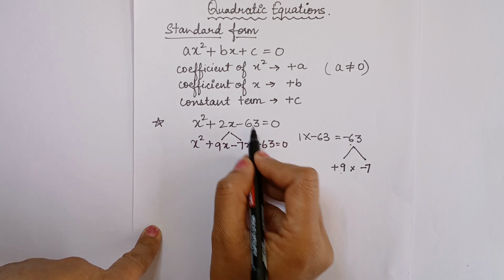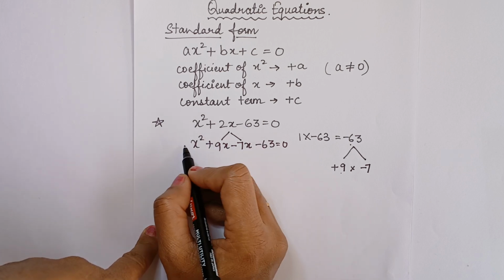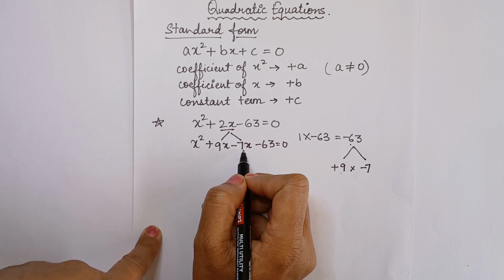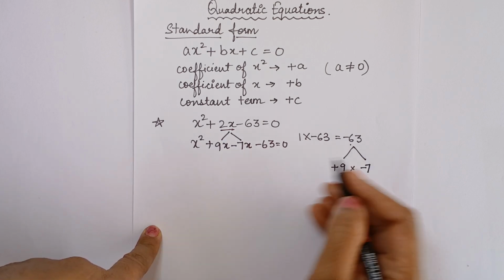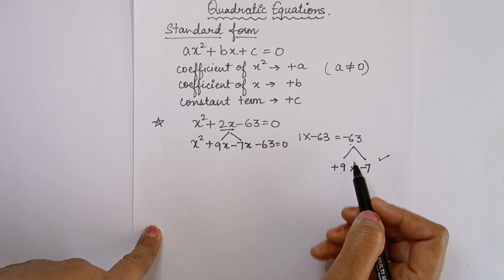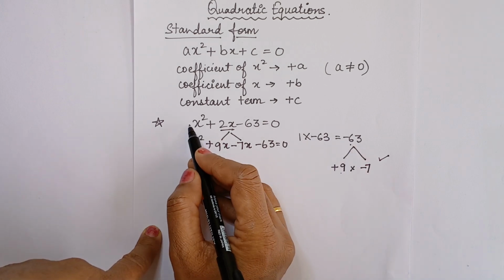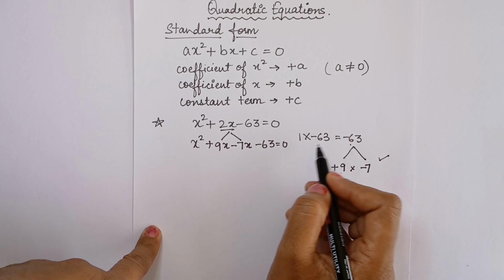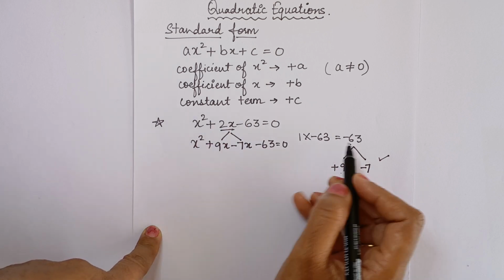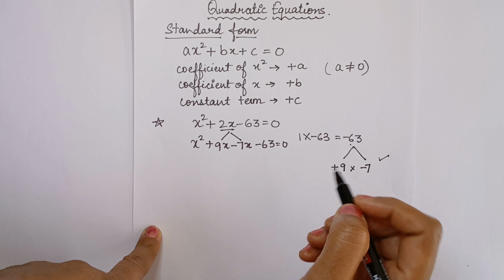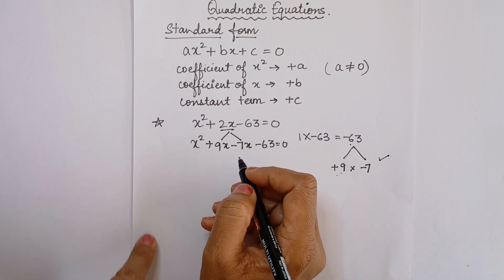So first term and the constant term we will be writing same, and the middle term we will be splitting as 9x minus 7x. For splitting the middle term, the condition is that the product of these two numbers should be the product of the first and the last term, the coefficient of first term and the constant term, and then addition or subtraction should give the middle term.